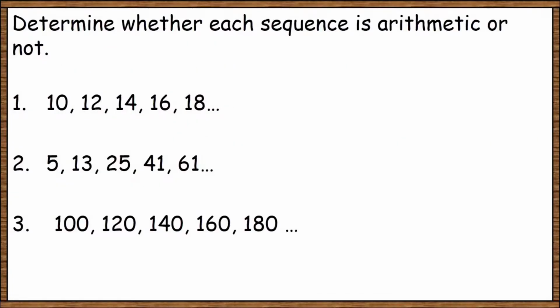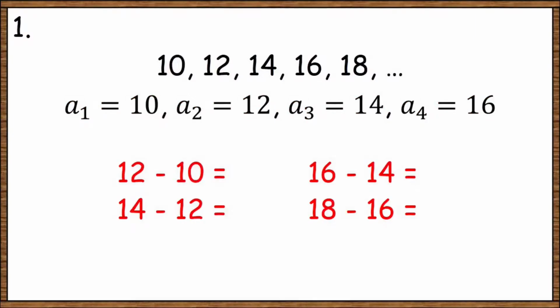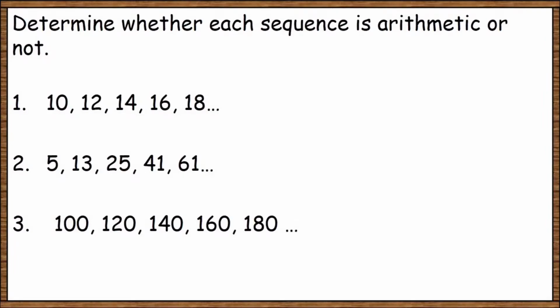Determine whether each sequence is arithmetic or not. Sequence number 1 is 10, 12, 14, 16, 18, and so on. Tandaan, dapat yung magkasunod na term ang dapat i-subtract para makuha ang difference. Ito ang apat na pares ng magkakasunod na term. Makikita natin na pare-pareho ang kanilang difference. Pwede na natin itong tawagin na common difference of 2. Since may common difference of 2 ang sequence number 1, maari na natin sabihin na isa itong arithmetic sequence.